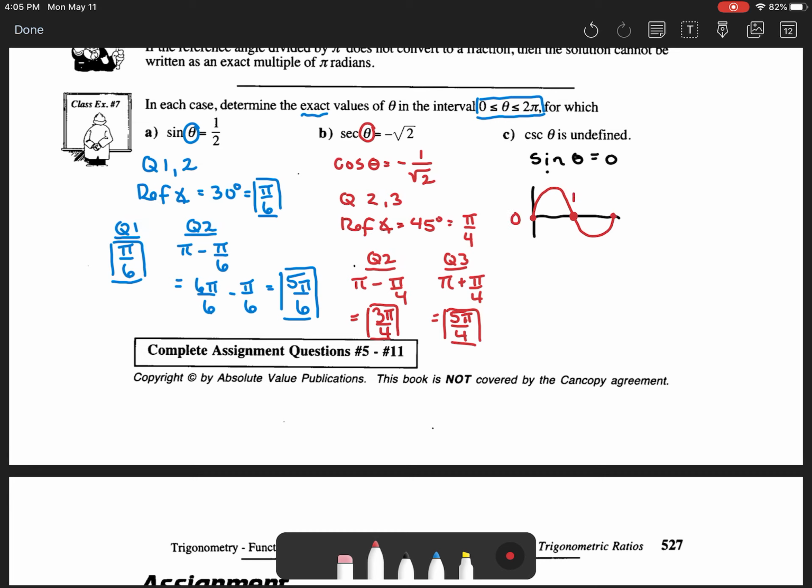So here's the graph of sine again. Okay, where does sine equal 0? Well, that's 0, 180 degrees, and 360 degrees. Well, those values in radians would be 0 degrees is 0 radians, 180 degrees is pi radians, and 360 degrees is 2 pi radians. And there are your 3 solutions for theta.